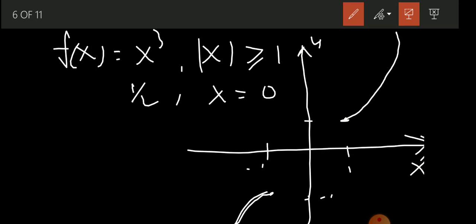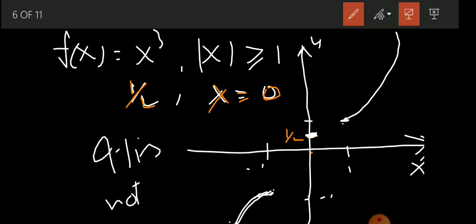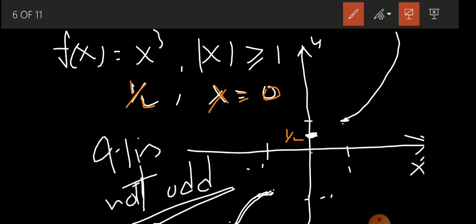And at x equal to 0, what will the result be? Once again, this is 1 by 2 at x equal to 0, somewhere here, right? So this is also part of the graph. Now, despite that being an even function, here it is not an odd function. In this case, this one is not an odd function.